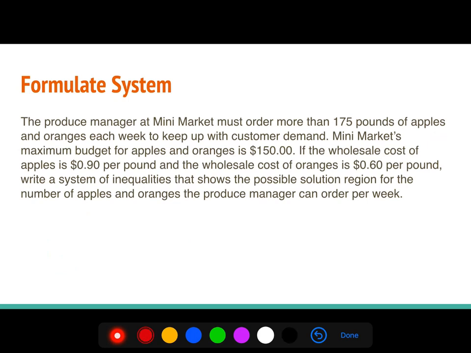Let's try another one. So we got a produce manager who's at Mini Market, and he says he must order more than 175 pounds of apples and oranges to keep up with customer demand. But his maximum budget is $150. And if the wholesale cost of apples is 90 cents a pound and oranges is 60 cents a pound, we need a system of inequalities that can show how much apples and oranges this guy's got to order each week.